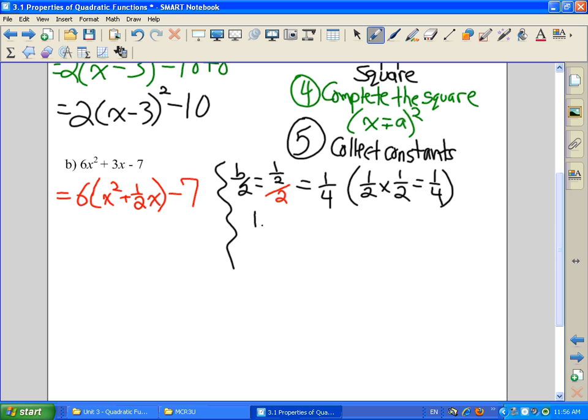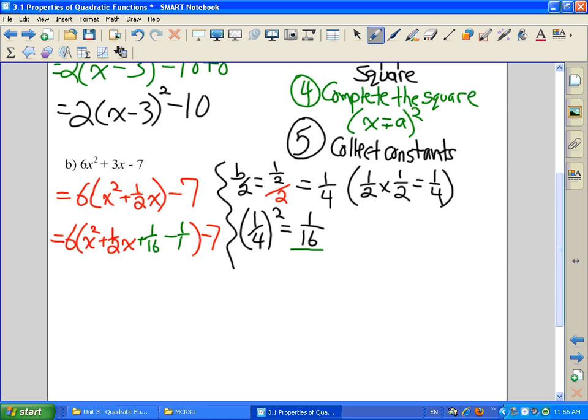And then don't forget, I got to take the 1/4 and I got to square it. So again, exponent law says you multiply the numerator, so 1 times 1 is 1, and you multiply the denominator by the exponent, so 4 squared is 4 times 4, which is 16. This is the number I'm going to add and subtract within my brackets. Okay, so here we go. So I've got x squared plus 1/2 x. I'm going to put it in just a second in a different color, just for those who are trying to find it on the lesson. So you're going to add 1/16, and you're going to subtract 1/16.